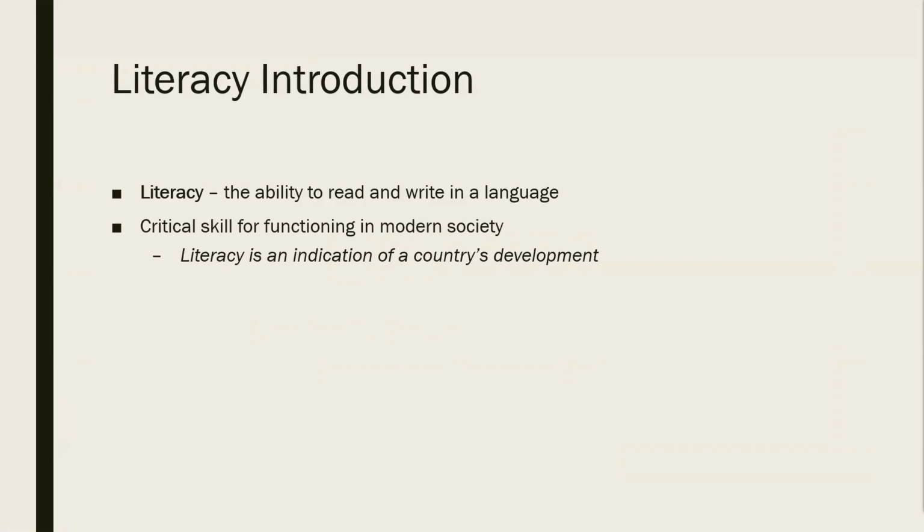And we'll talk about how literacy is a critical skill to function in our modern society. In fact, literacy is often a metric that is used to indicate a country's development. And because of this, the property of illiteracy is a serious issue. So illiteracy, of course, is the opposite of literacy, meaning not being able to read or write.